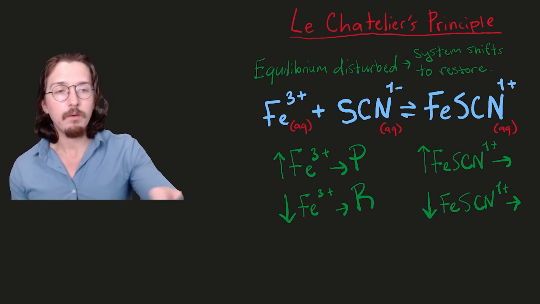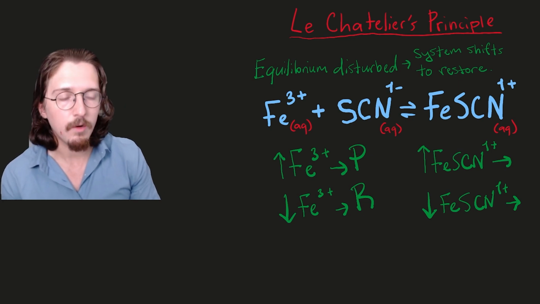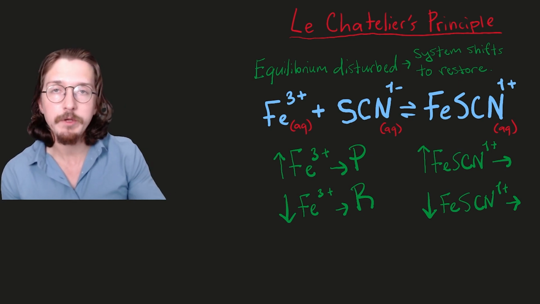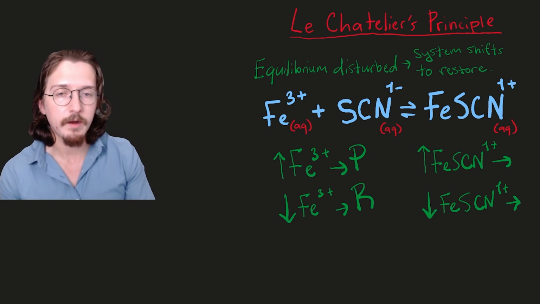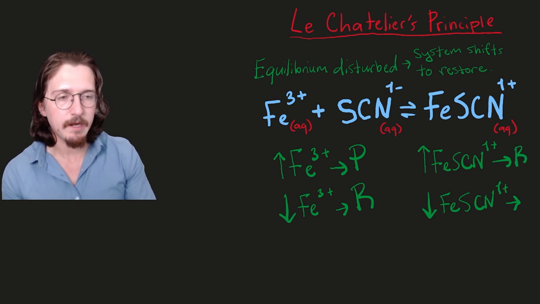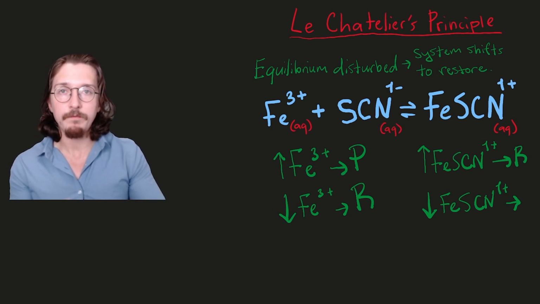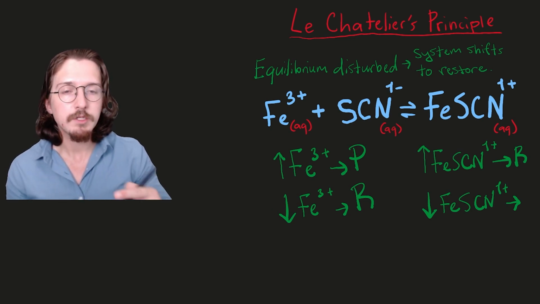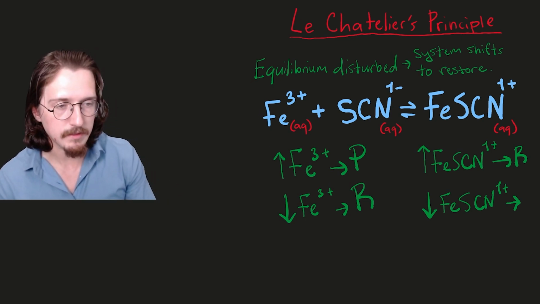What if we do it with the product? So if we increase the concentration of a product, now we have more products than we should at equilibrium. So the reaction shifts in the reverse direction to use up some of those products and form more reactants. So this will shift it towards the reactant side. Now, if we decrease the concentration of a product, now we have fewer products than we should at equilibrium. So the reaction shifts in the forward direction to produce more products, okay? So this is going to go to products.